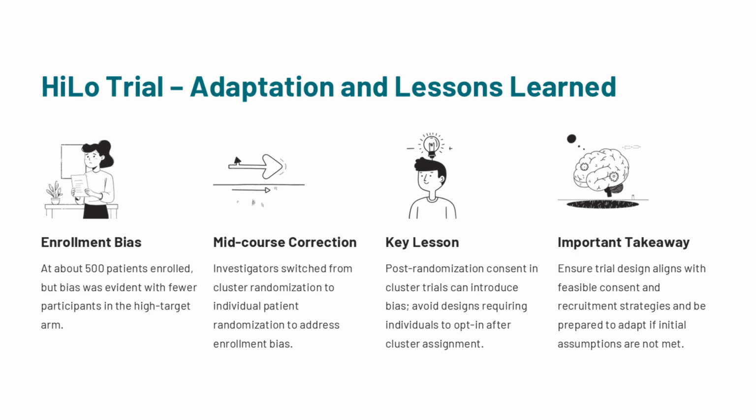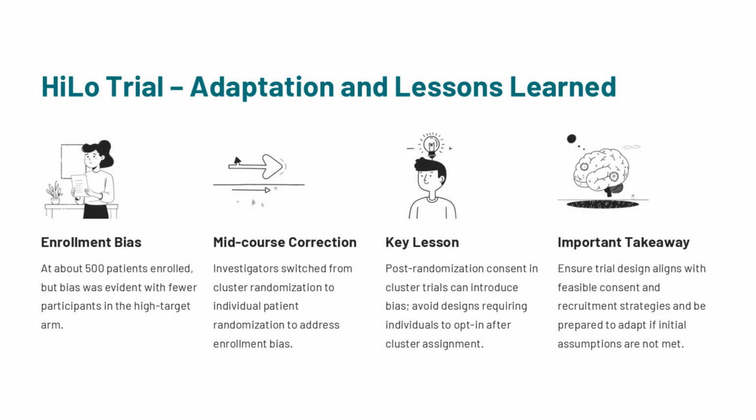So, as a consequence of the issue related to post-randomization consent, the High-Low team had to make a bold decision and pivot the trial design mid-course. Rather than continue with a compromised design, the team switched to individual randomization for the remainder of the trial. Essentially, instead of entire clinics being locked into high or low with voluntary participation, they began enrolling patients one by one and randomizing each patient to high versus low targets. This was a remarkable adaptation in a pragmatic trial.